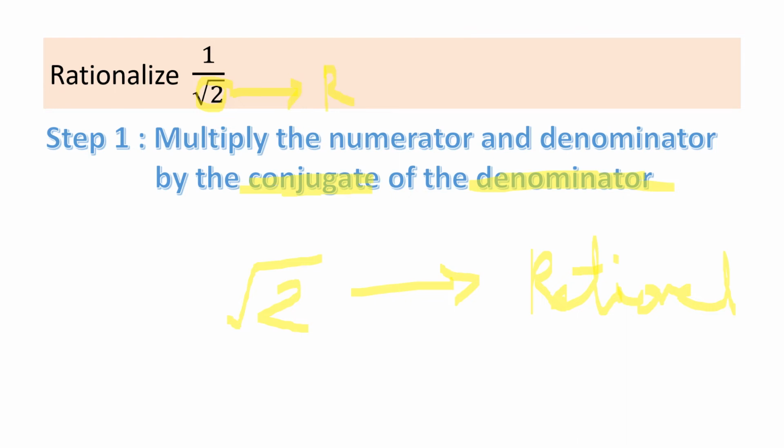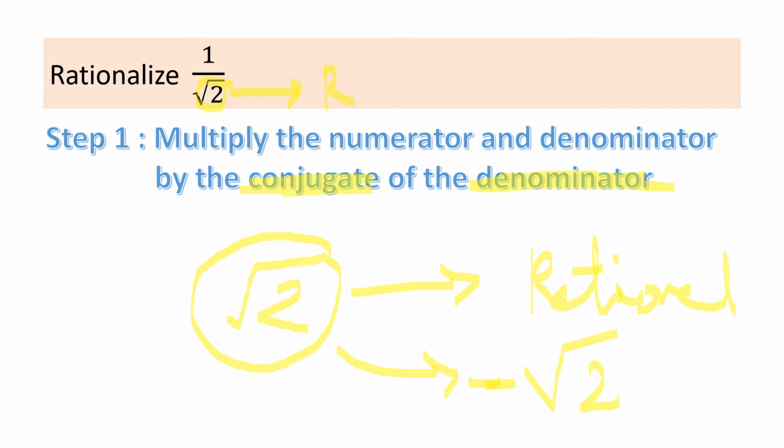So now 1 by root 2, as you can see, what are we going to do? We are going to take 1 by root 2 and take the conjugate of this denominator. What is the denominator? Root 2. The conjugate of root 2 is, as I told you before, if it is root a, then the conjugate of root a is minus root a. So here the conjugate of root 2 is minus root 2. Only the sign will be opposite, the number will be the same.